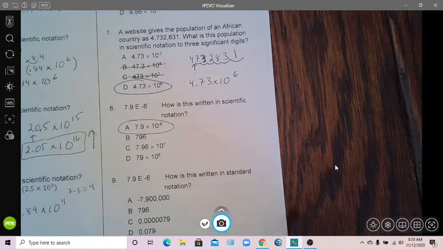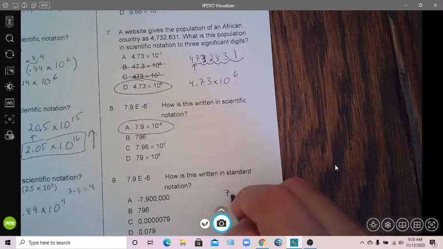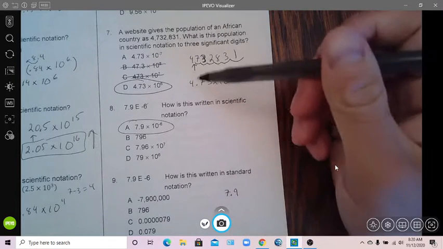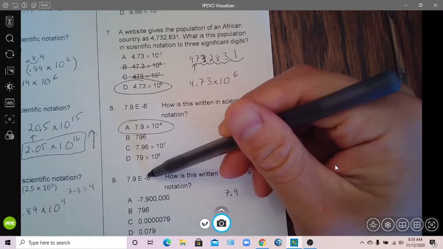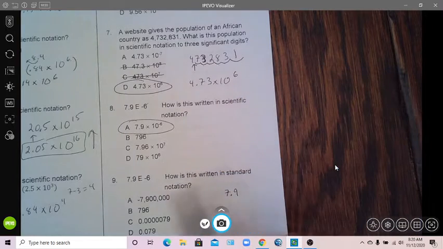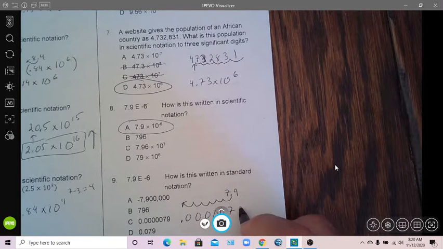Alright, in standard notation, let's check the 7.9 times 10 to the negative 6. The exponent's negative, so I got to move left, and move left 6 times. So 1, 2, 3, 4, 5, 6. So I have a decimal point, and then I have a 0, 0, 0, 0, 0, 7, 9. So we got 1, 2, 3, 4, 5 zeros. It looks like it's this one. 1, 2, 3, 4, 5 zeros with the 7, 9.